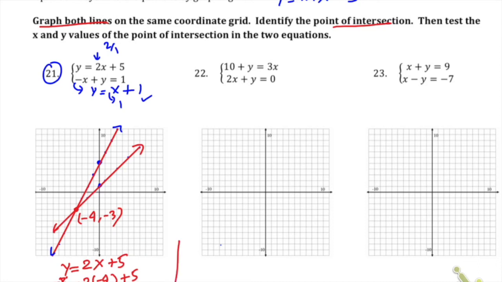If I plug into the second equation, negative x plus y equals 1, I just plug it in. x is -4, so negative of -4, and y is -3, and that's going to be 4 minus 3, which is 1. Is that 1? Yes, 1 is 1. So it means both are working. So for question 21, the solution is (-4, -3) for both equations.